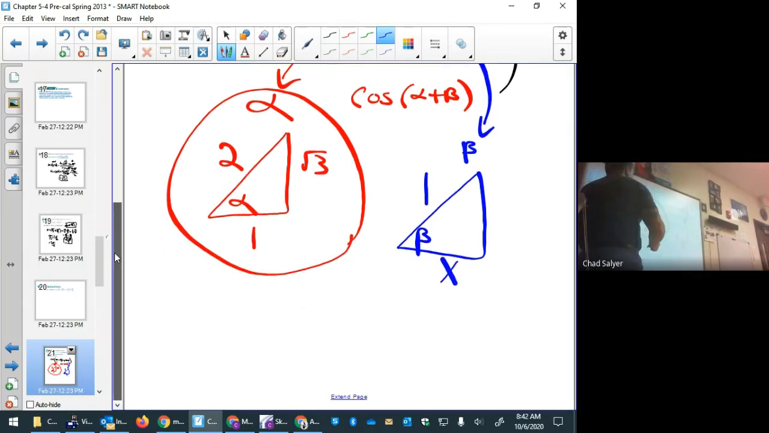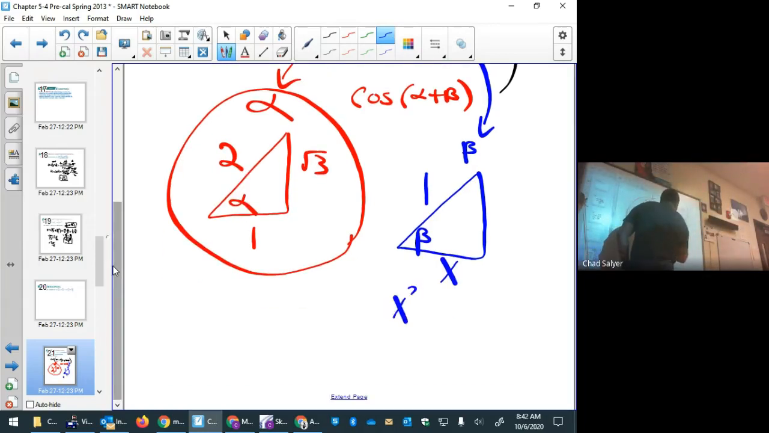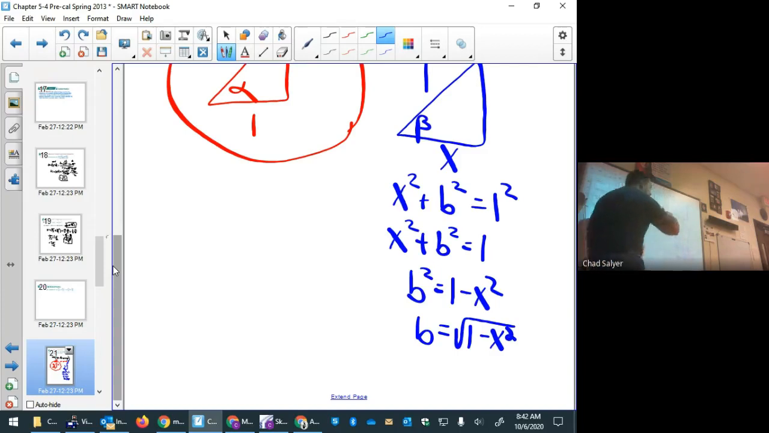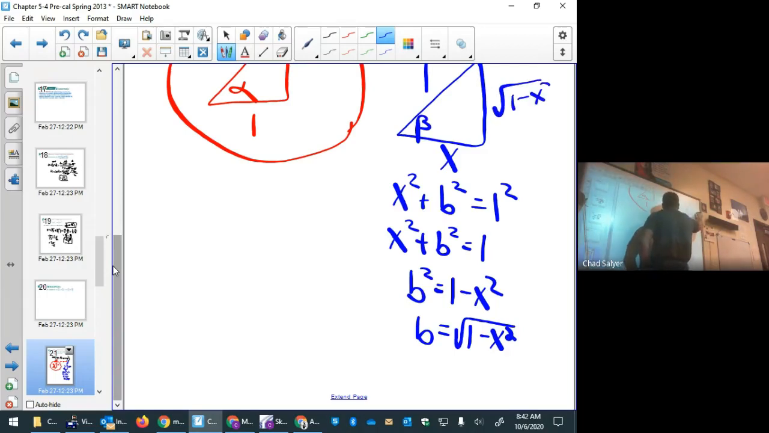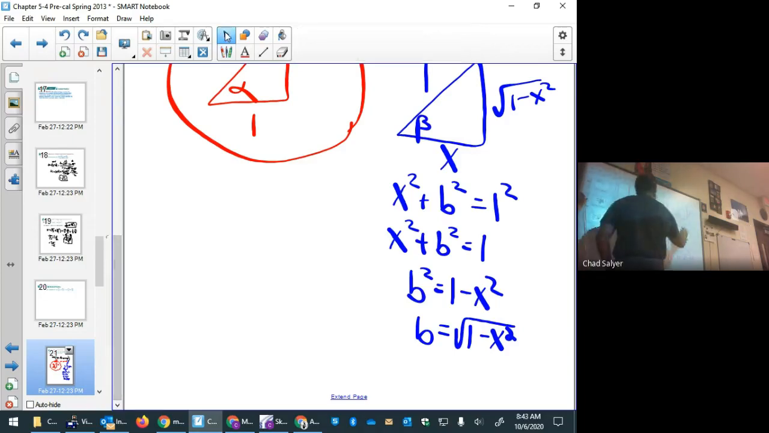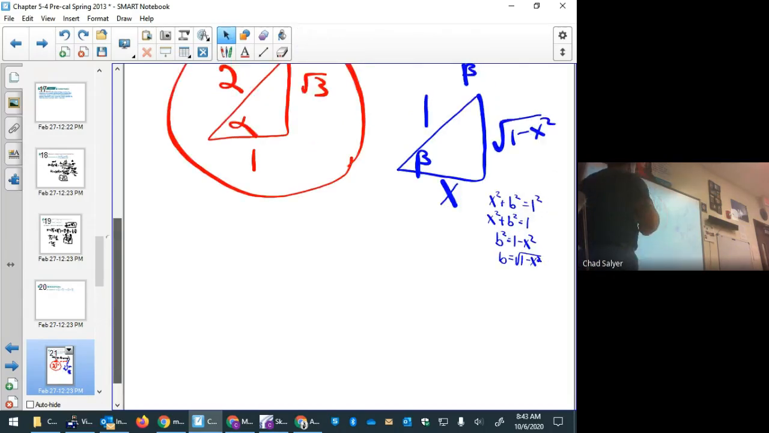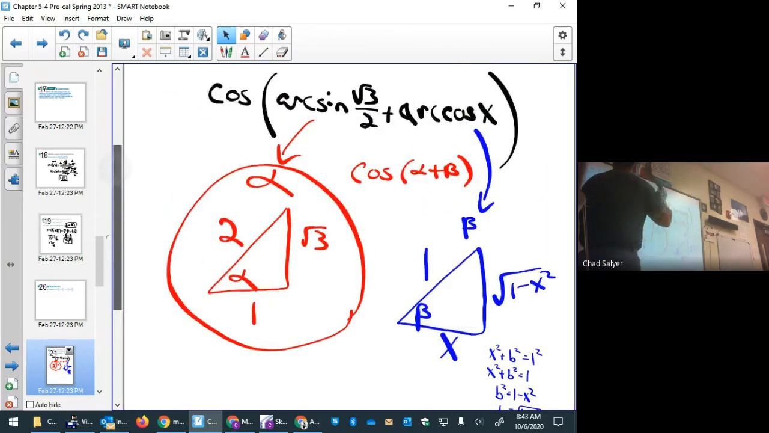Now I'm going to use the Pythagorean Theorem to find that unknown side. So I've got x squared plus something I don't know, I'll call it b squared, equals 1 squared. So x squared plus b squared equals 1. B squared equals 1 minus x squared, and b equals the square root of 1 minus x squared. Just consider the positive root because we're talking about distances, which cannot be negative. So this reference triangle for beta looks like that. Now we know everything we need to know about alpha and beta.